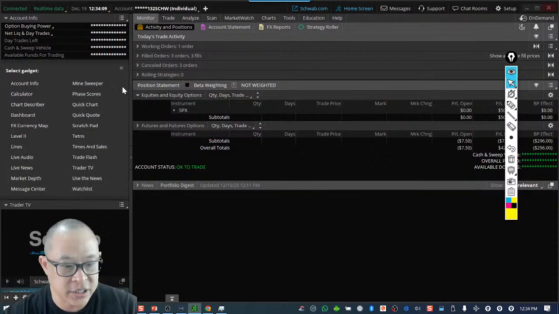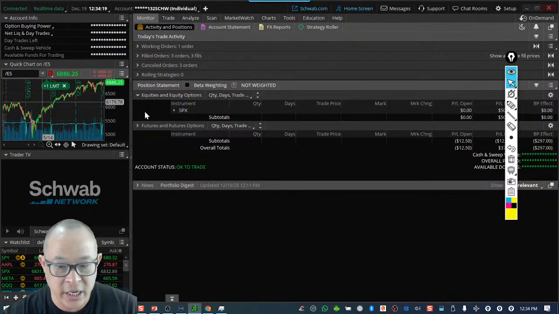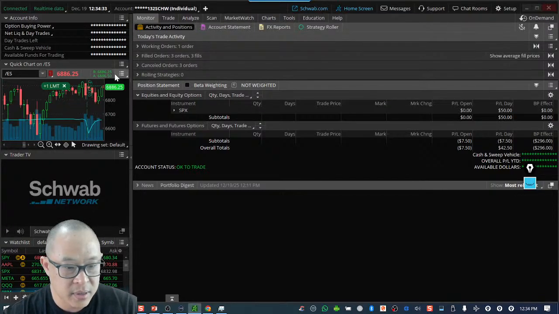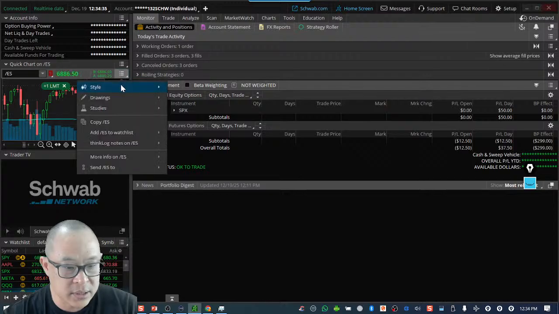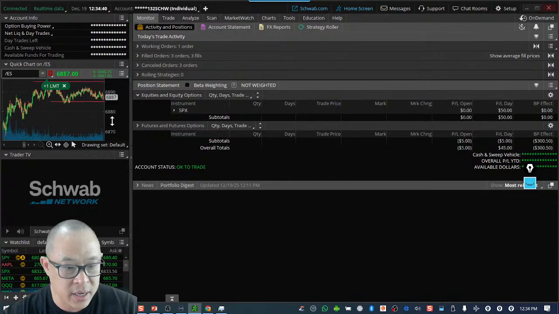All right, you can switch the gadget over here, and you can always look at all the different things that you can change it to. Quick chart over here, and then I can see the chart of the S&P if I want to link it to what I'm actually trading. Oh, now we're down $10, because right now, here, let's change this to a different time frame. Style, time frame setup. Go to 1 day, 1 minute. There we go. Right? And then let's zoom in.